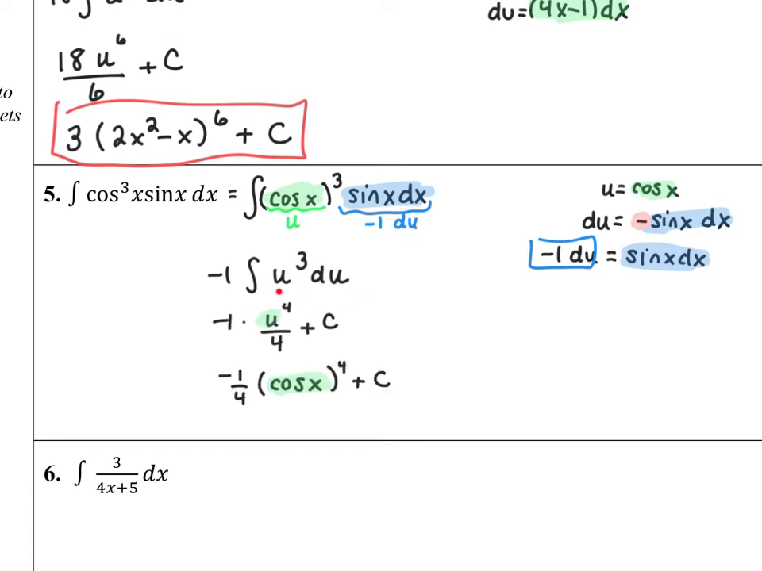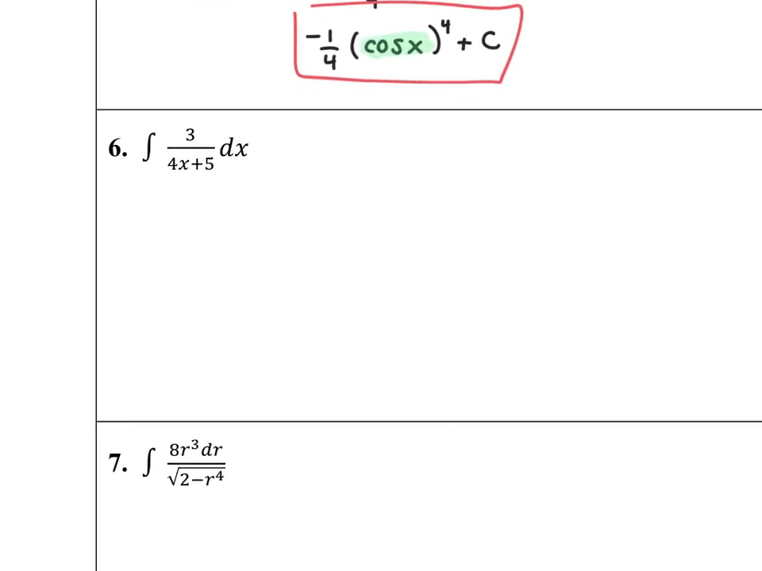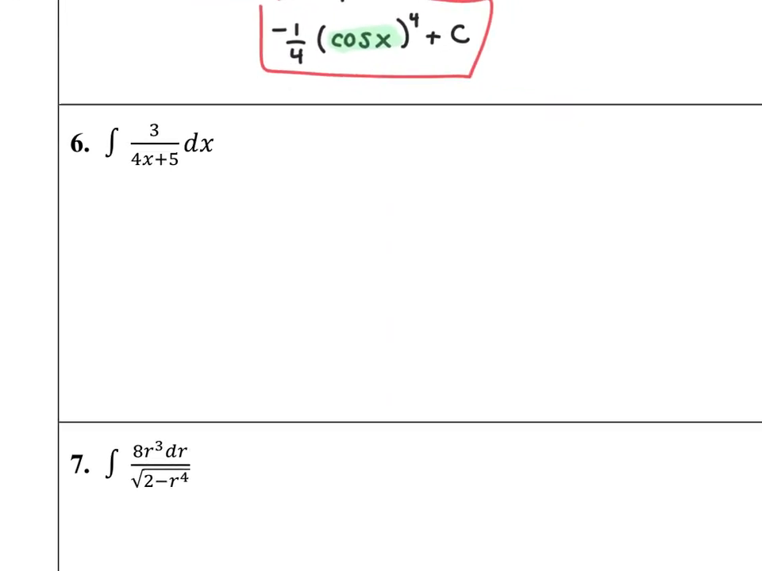And then I do my antiderivative, plug my cosine x back in, and that is my final antiderivative. When I look at question 6, there's nothing that's striking me as an inside function. This is one of the hints that I have in the margin. Number 3 says, consider u equals the denominator. So that's what I'm going to do on this one.